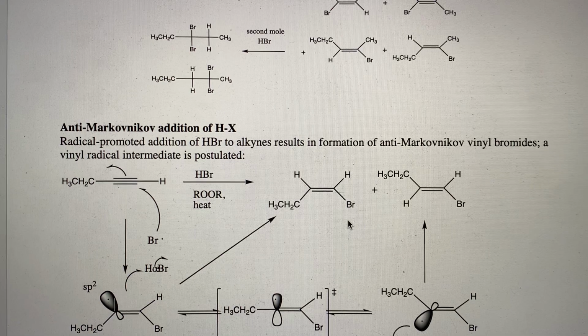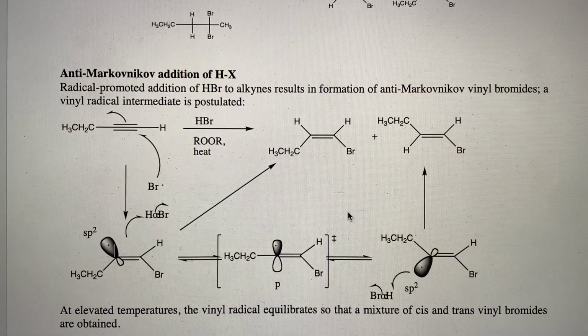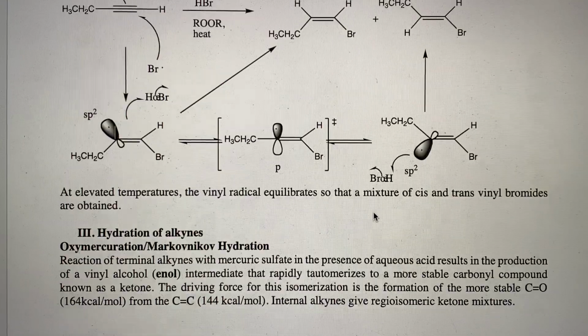Now, you can also do anti-Markovnikov, just like the alkene reaction with HX or HBr. You use radical mechanisms, and you get the anti-Markovnikov product. So it goes exactly the opposite. The Br will go onto the carbon that's less substituted, and the hydrogen will go onto the carbon that's more substituted.